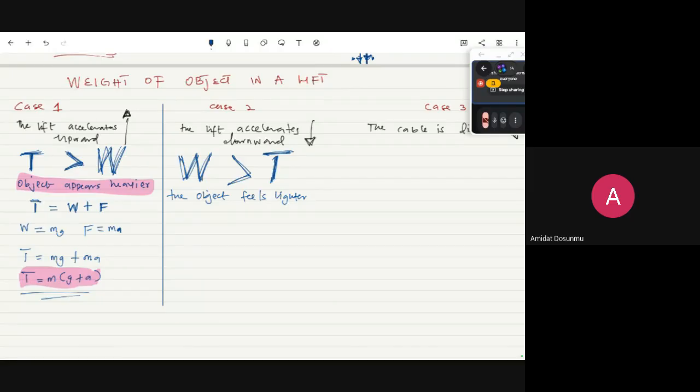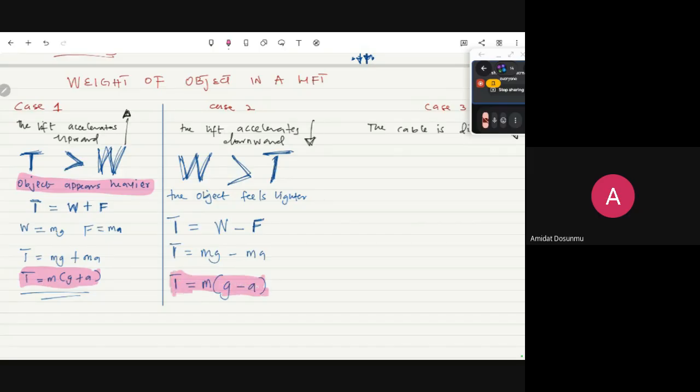The indication to this is that our tension will be equals to weight minus force. So tension is going to be equals to mg minus ma. So tension is going to be equals to m into brackets what? G minus a. What is important here to take home is this.